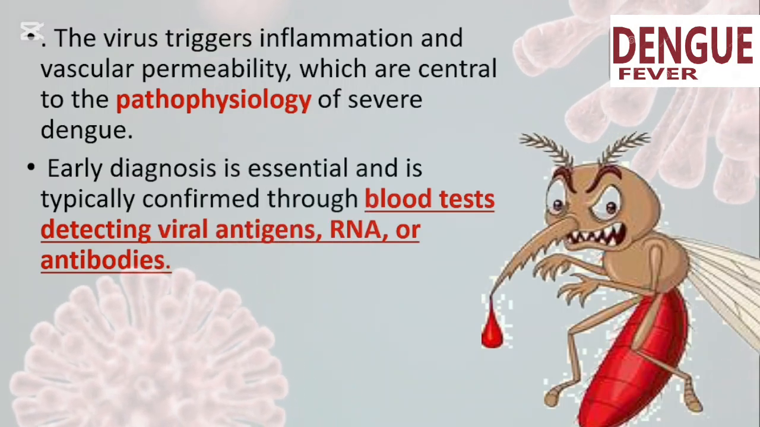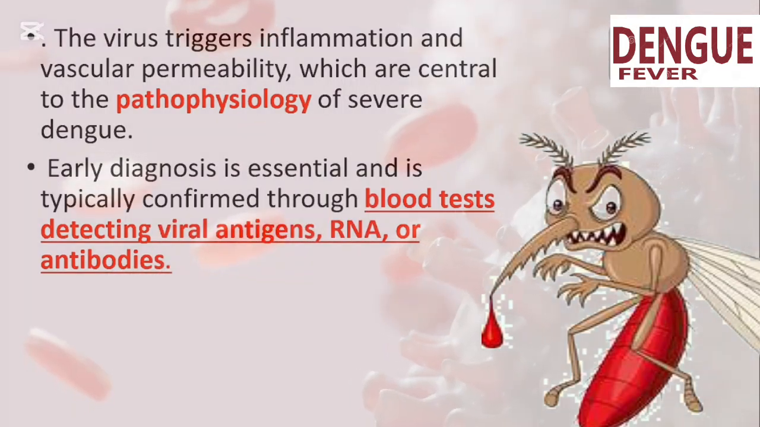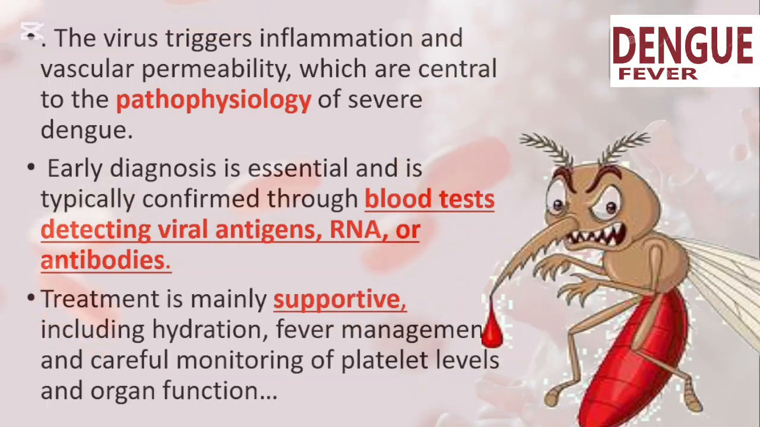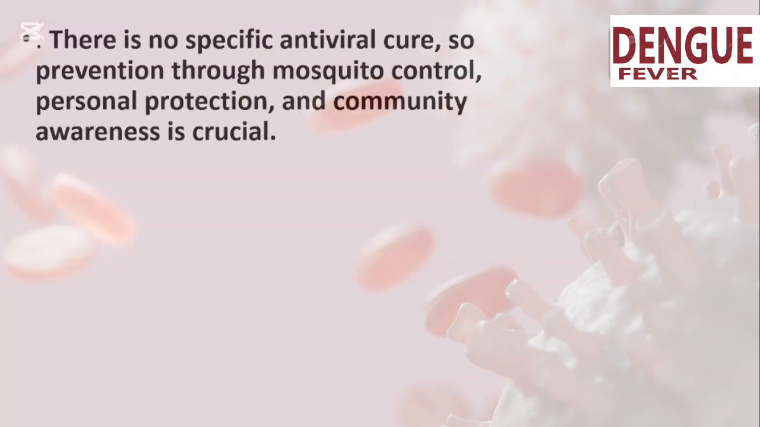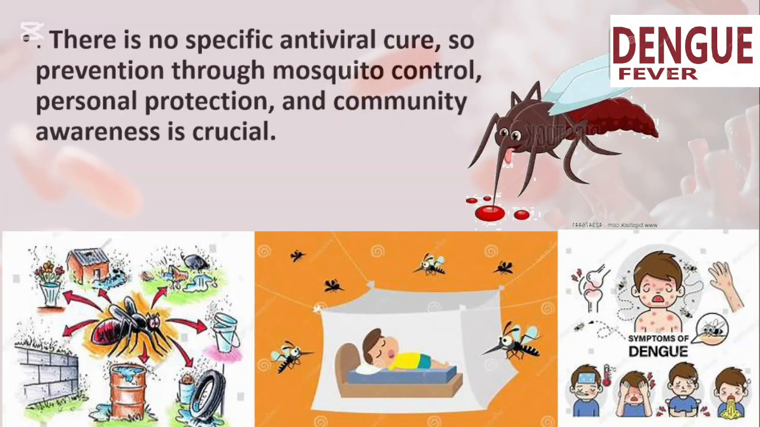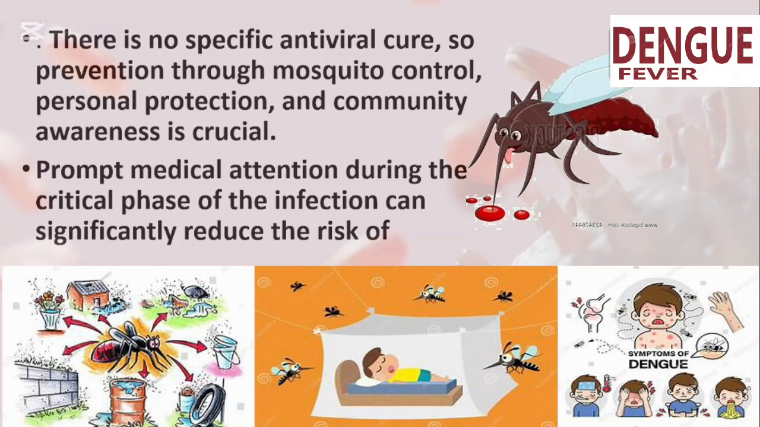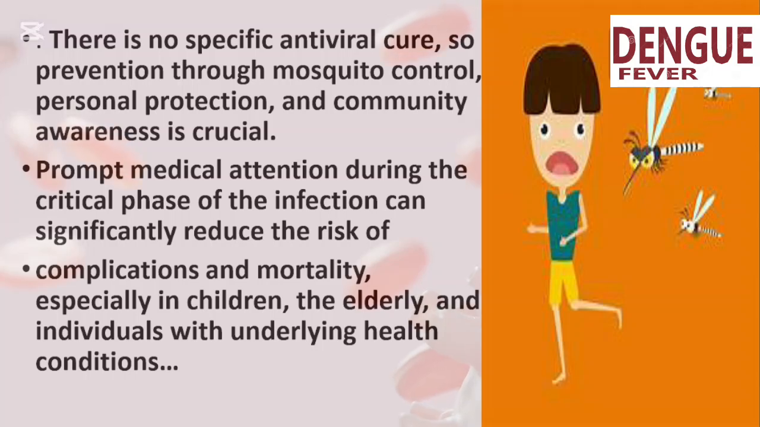Early diagnosis is essential and is typically confirmed through blood tests detecting viral antigens, RNA, or antibodies. Treatment is mainly supportive, including hydration, fever management, and careful monitoring of platelet levels and organ function. There is no specific antiviral cure, so prevention through mosquito control, personal protection, and community awareness is crucial. Prompt medical attention during the critical phase of the infection can significantly reduce the risk of complications and mortality, especially in children, the elderly, and individuals with underlying health conditions.